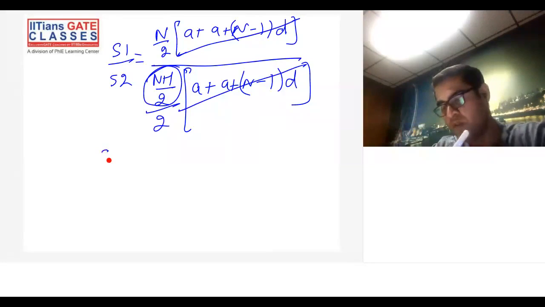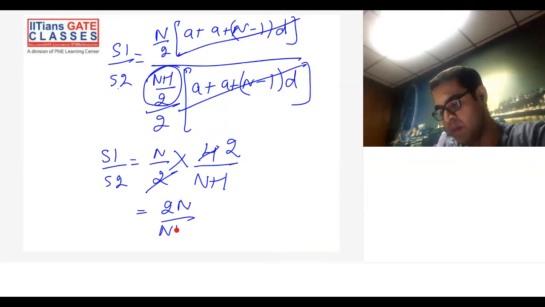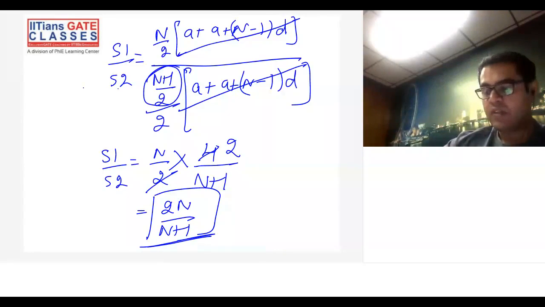Okay. So the calculation is simplified a lot. So n by 2 into this comes up and this becomes 4 by n plus 1. Alright. This and this will cancel. So you get 2n by n plus 1. This is the answer. S1 to S2 is equal to 2n by n plus 1. This was a GATE question, came for 2 marks.